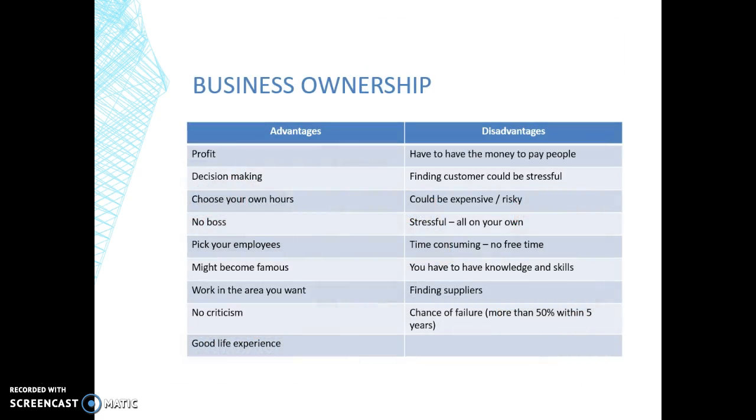So if we have a look at our list of business ownership and we're thinking about advantages and disadvantages of business ownership, and particularly the disadvantages, the ones that have just come up red now are ones which actually sort of disappear if you set up a franchise. So finding customers could be really stressful. Well, actually it stops being so stressful if you know that you're part of a bigger brand, if you know that the advertising's being done for you, then that actually might reduce that stress.